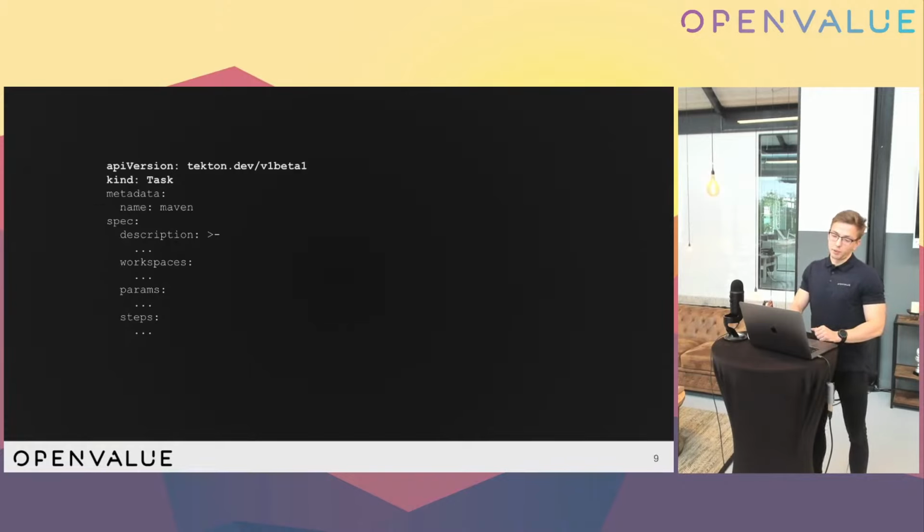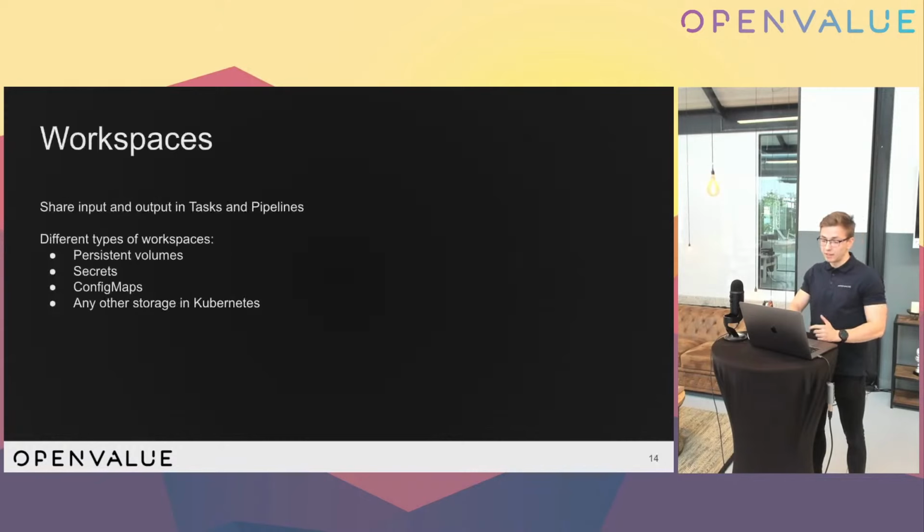So at the top, again, we define the API and the resource that we are trying to create. The metadata, which is really important because we define the name here. And then eventually the specification. The specification contains a description, which is optional, but it could be very useful for someone else to use it if it's very complicated. The workspaces, I will elaborate a bit more on that.